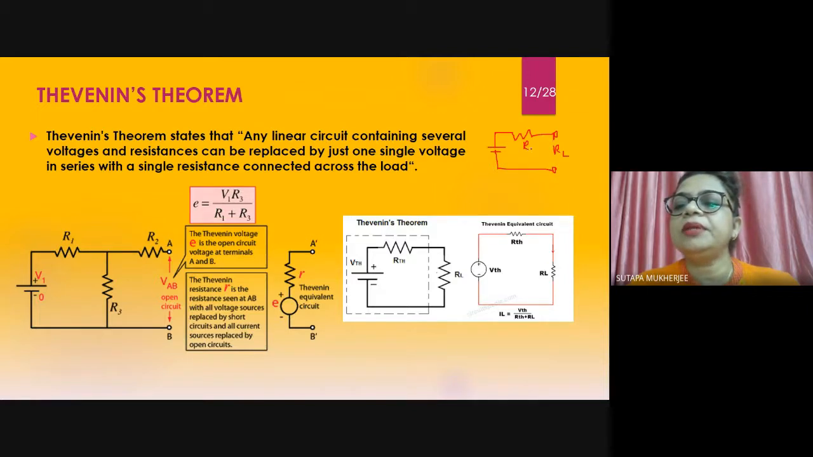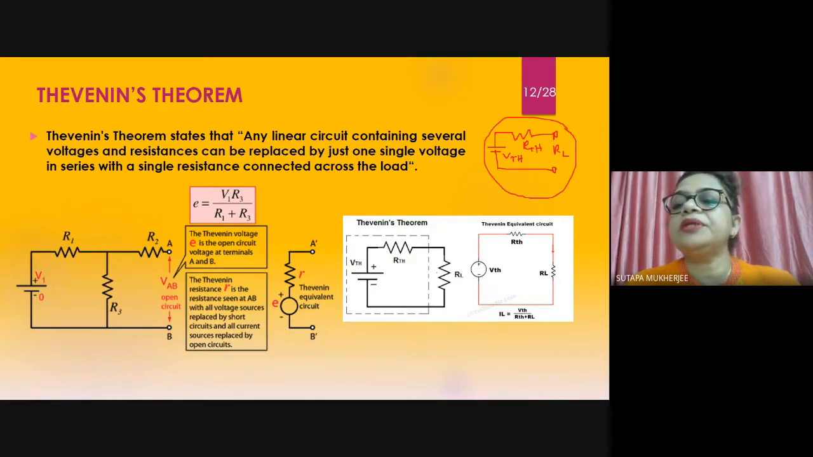This is R Thevenin and this is V Thevenin. Before applying Thevenin's theorem, you have to consider the circuit, and after that you have to know the basic procedure to calculate VThevenin and RThevenin. This is a very simple circuit.